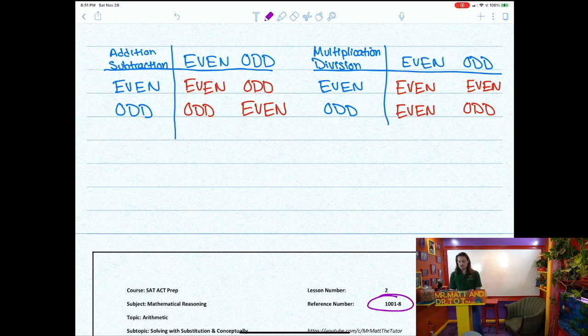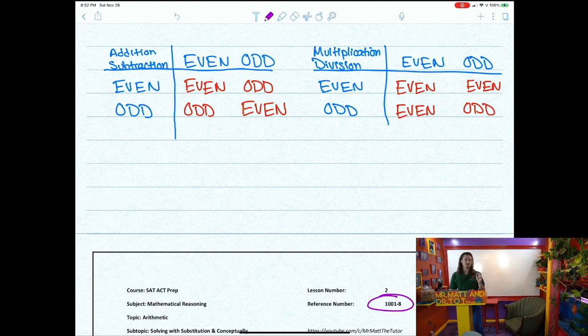Similarly, with multiplication and division, when we have even-odd combinations, the products have predictive outcomes. So even times an even will be an even, even times an odd will be an even, odd times an even will be an even, and only an odd times another odd will ever be odd. And that also goes for division when you're talking about whole numbers, of course. The reason being that it has to be a whole number in order for it to be even or odd.